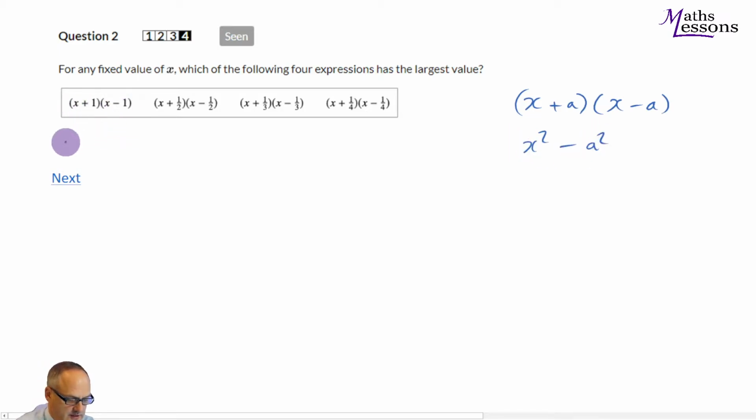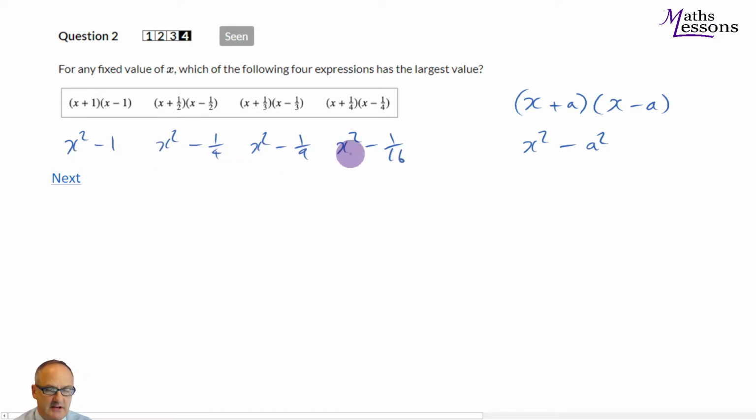So if we multiply this out, we get x squared minus 1. We multiply this one out, we get x squared minus a quarter. Multiply this one, we get x squared minus a ninth. And multiply this one, we get x squared minus a 16th. So we know that x is positive and we know x squared is positive. So the largest value is going to be the one where we take away the least amount. So this one here is our largest value.